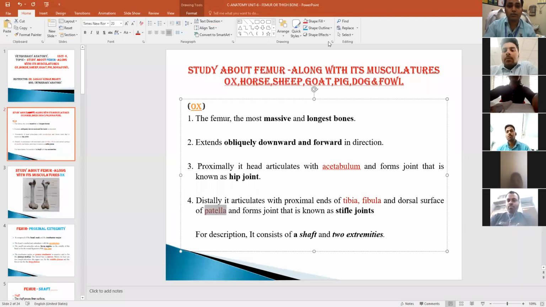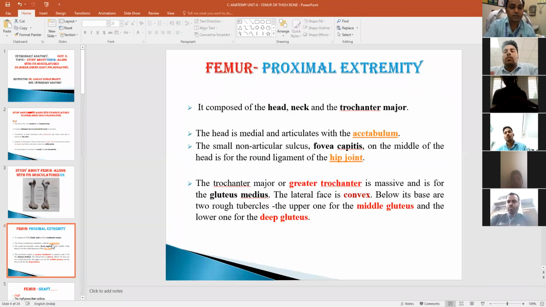So that's all about the definition of the femur bone. For description, it contains a shaft and two extremities. We have already discussed this in the previous classes. Out of these three structures, two extremities and the shaft, the proximal extremity and the shaft have been completed. Only the distal extremity remains.